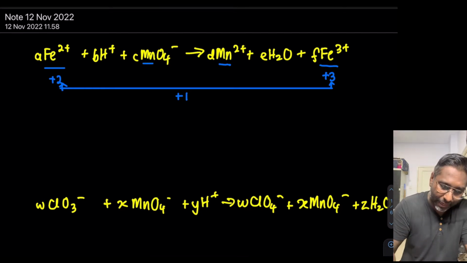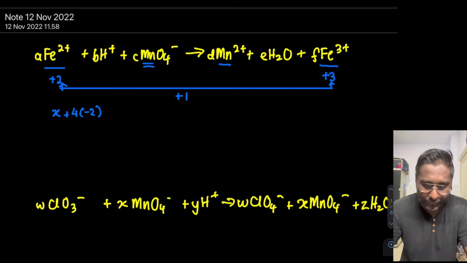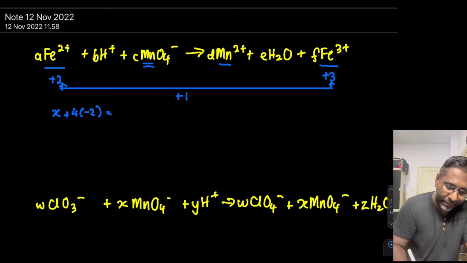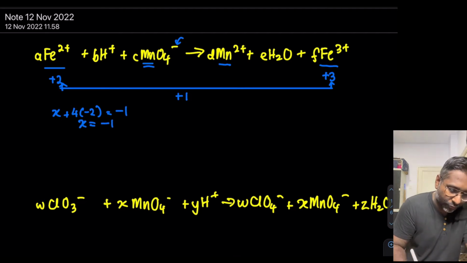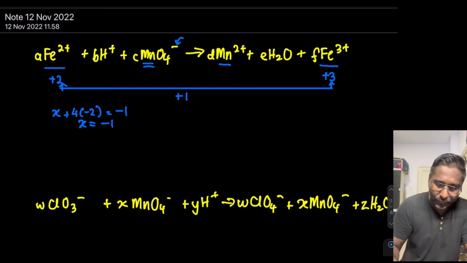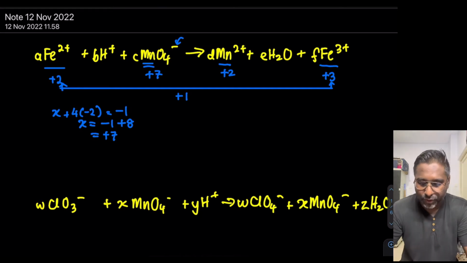For now, you can calculate the oxidation number of Mn. Put X, then 4 times negative 2, because the oxidation number of oxygen in a compound is always negative 2, equals the overall charge, which is negative 1. So X is negative 1, and that 4 times negative 2 is negative 8, so I bring it to the right, it's plus 8. So I am going to get plus 7, and I put plus 7 over here. The oxidation number over here follows the charge, which is 2.